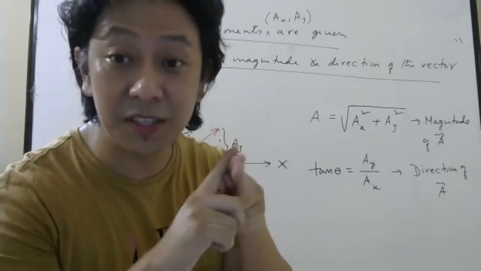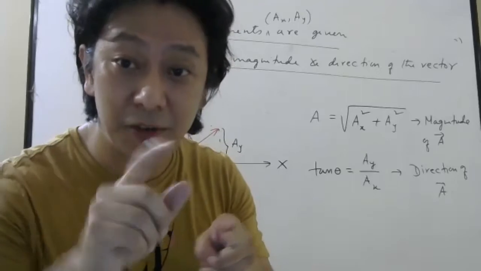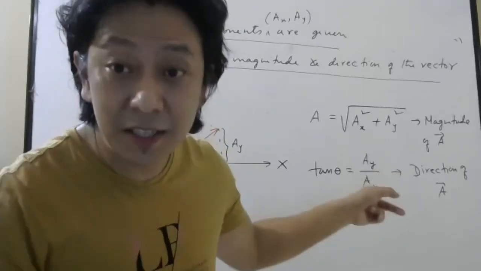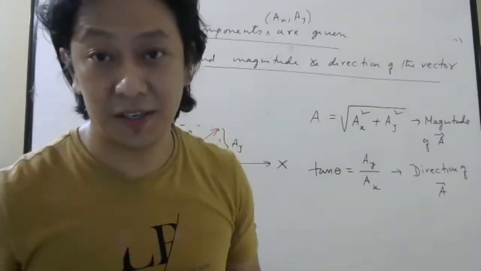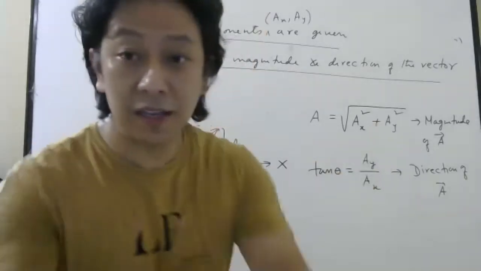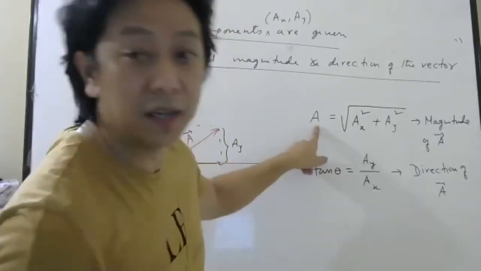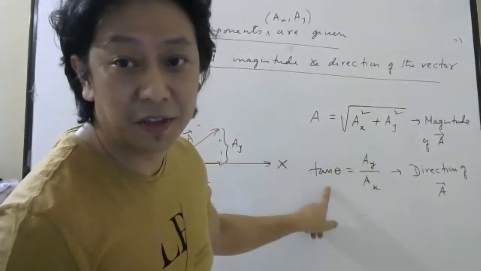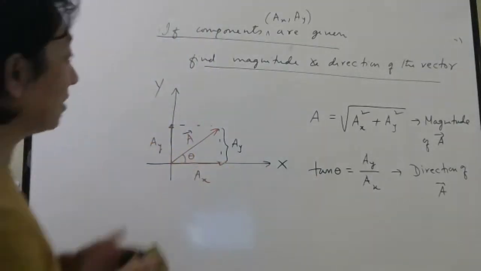When will you use this? To find components, if they give you the magnitude and the angle. And when will you use the other formula? If they give you components ax and ay, and they want you to find the magnitude of the vector and the direction of the vector with respect to x-axis. Okay, let us do one example of this.